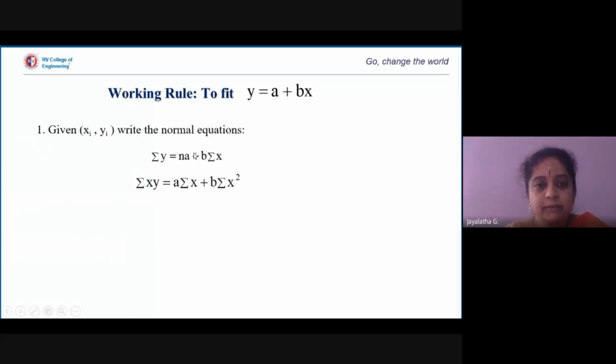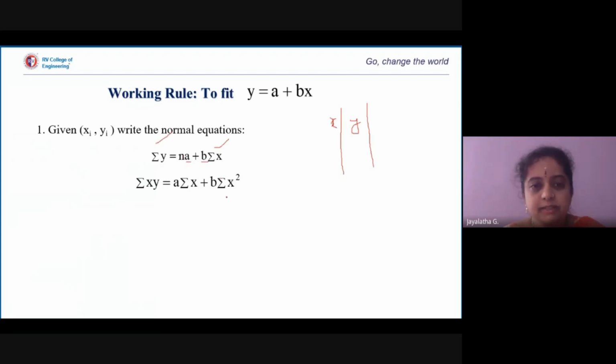Our aim is to find a and b. Now my question is, do we know summation x here? Our aim is to find a and b, which are unknowns here, right? a and b are the unknowns. Do we know summation x? So the x column, you can tabulate the values column-wise. The x column will be given, you just add them and you get summation x. Similarly, y is given, so you have summation y. These two are known from the given table.